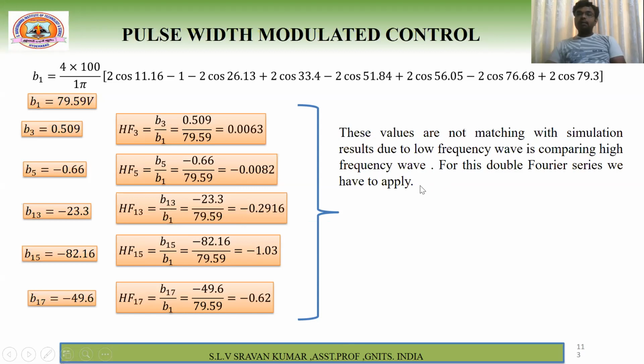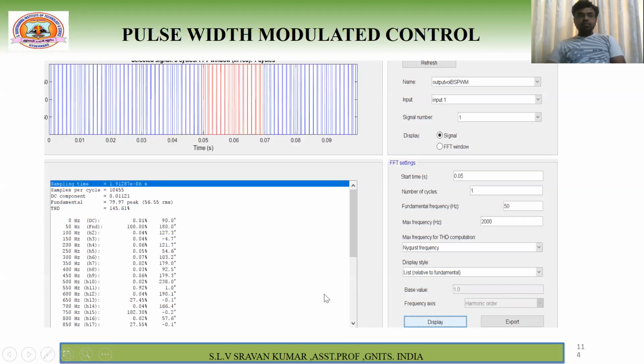So for this, what happens? You have to go for double Fourier series. We have to apply the double Fourier series concept. Here we are using only single Fourier series. Whenever you want to find out the harmonic component magnitudes, this Bn expression is not sufficient. This expression is only to find out the fundamental component. For the remaining voltage magnitudes and harmonic factors, this is not suitable. Then you have to go for double Fourier series.